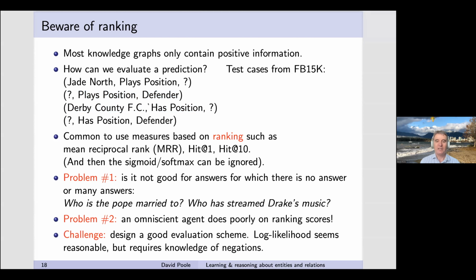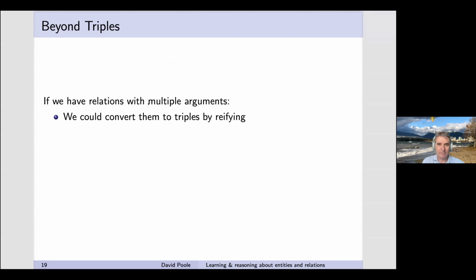The challenge is to design a good evaluation scheme. Log likelihood seems reasonable, but requires knowledge of negations. We have to know what's false, and we don't know what's false. There's a real challenge in here.